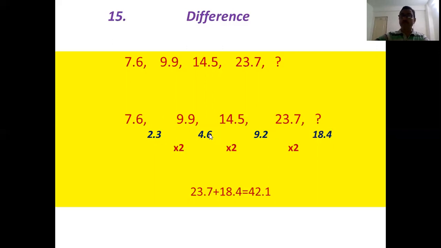2.3 multiplied by 2, 4.6. 4.6 multiplied by 2, 9.2. 9.2 multiplied by 2, 18.4. So you can say, oh, the next element would be 23.7 plus 18.4. That comes out to 42.1. Okay. So you can see even in the difference, we are following some pattern.